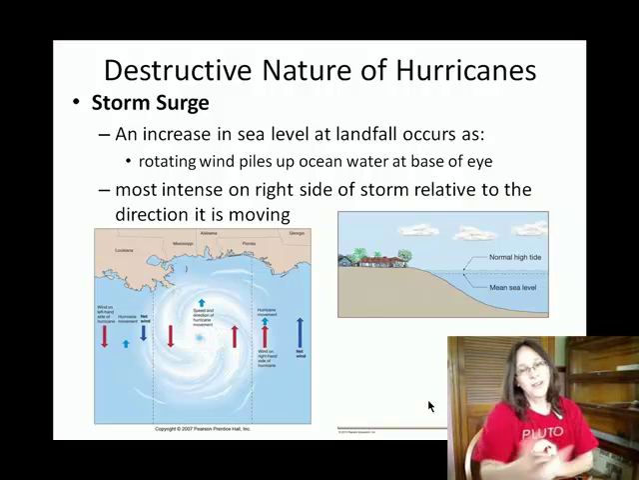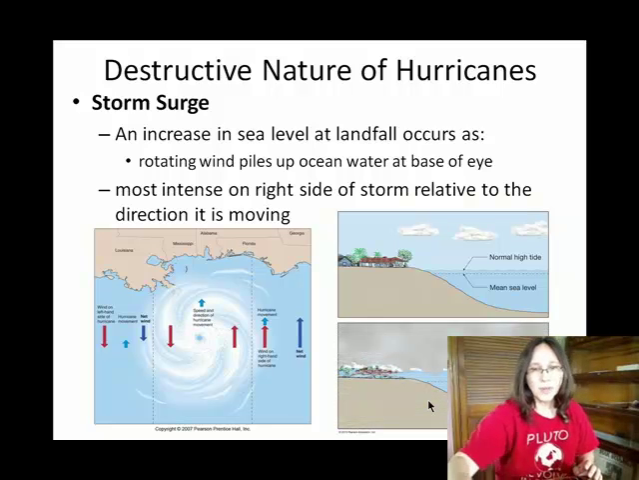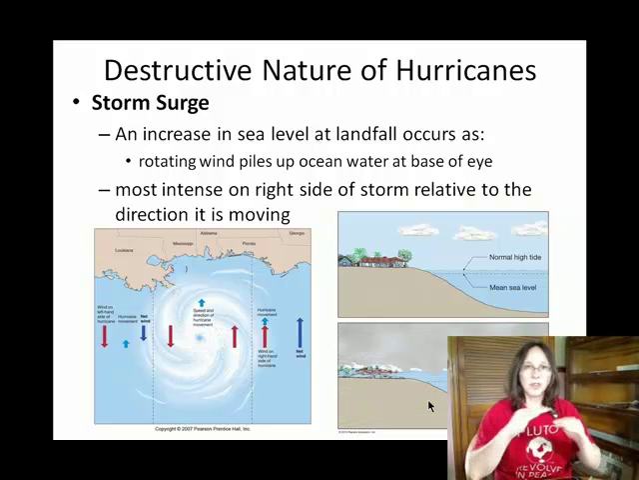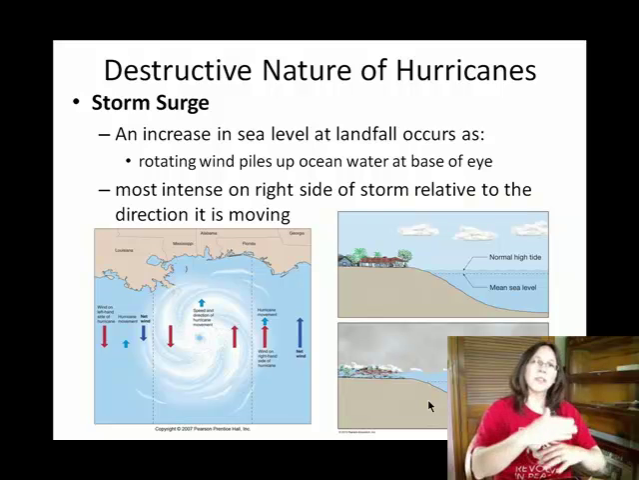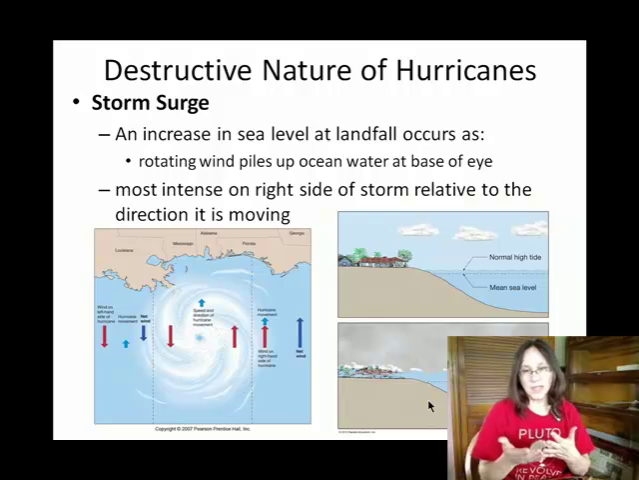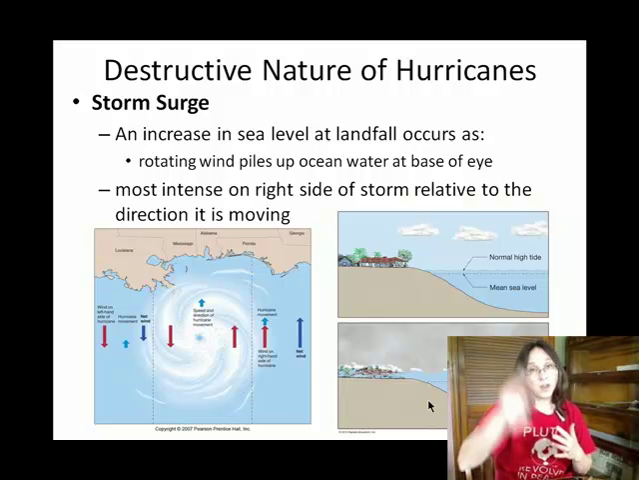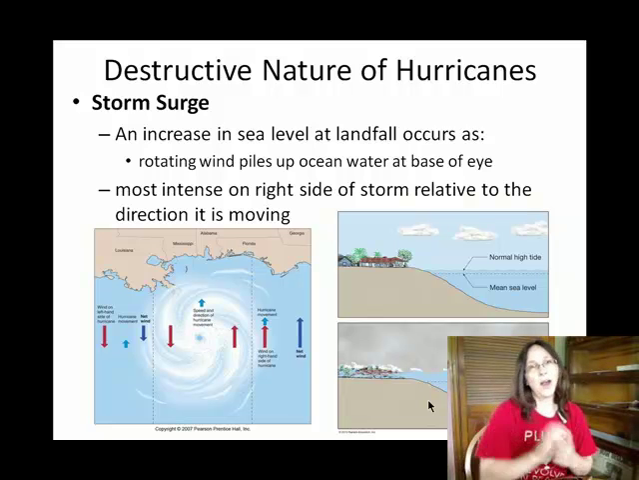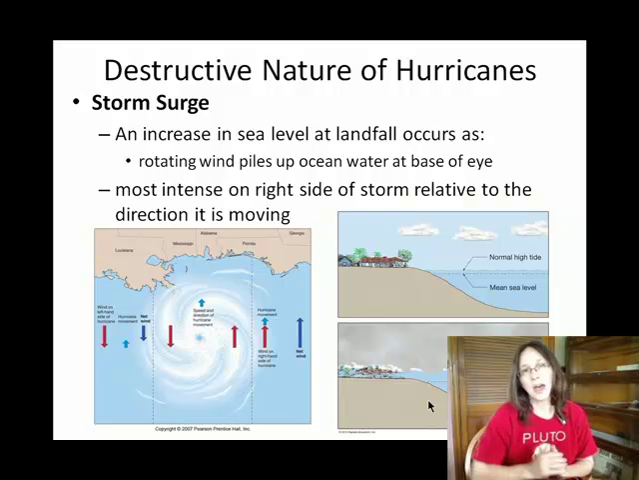To show you what that would look like, if you go back and look at the categorization of hurricanes using the Saffir-Simpson scale, one of those columns was how high the storm surge is. And again, it's an initial surge when the hurricane, especially the eye, reaches landfall.